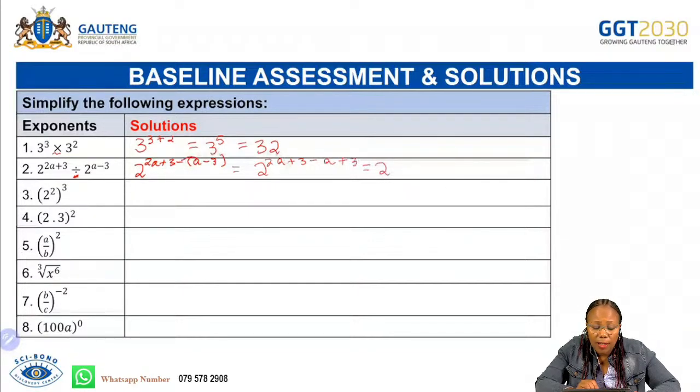And then now we add like terms on the exponent: 2a minus a, which is a. And then you have a 3 plus 3, which is a 6. So that is the answer for that.